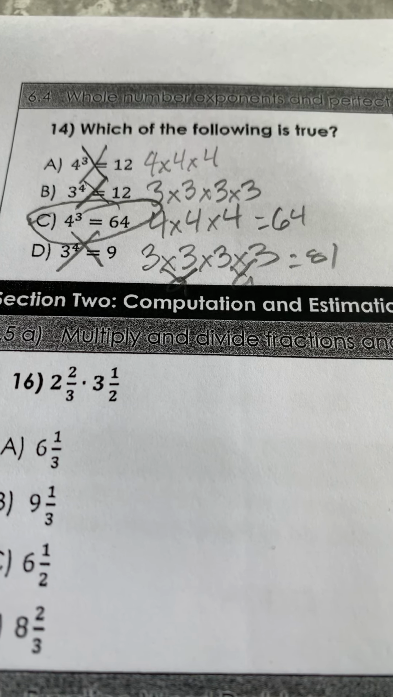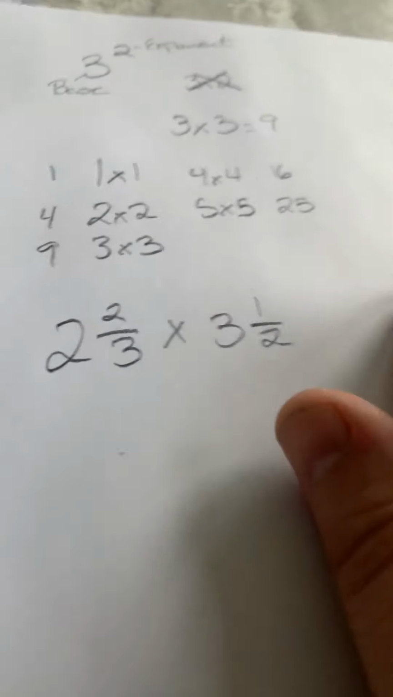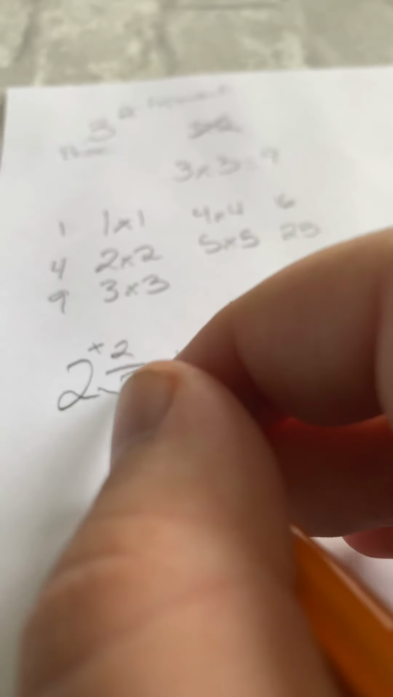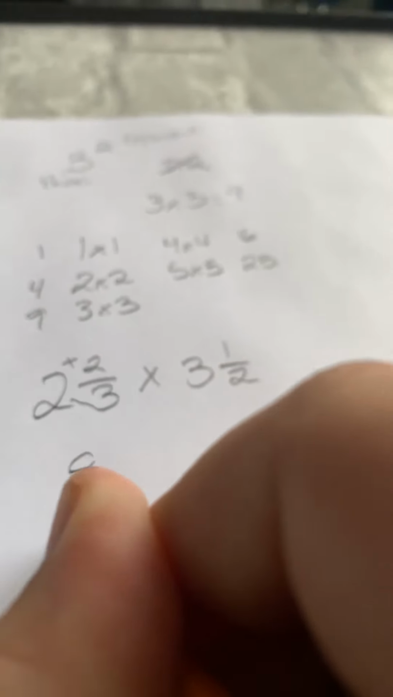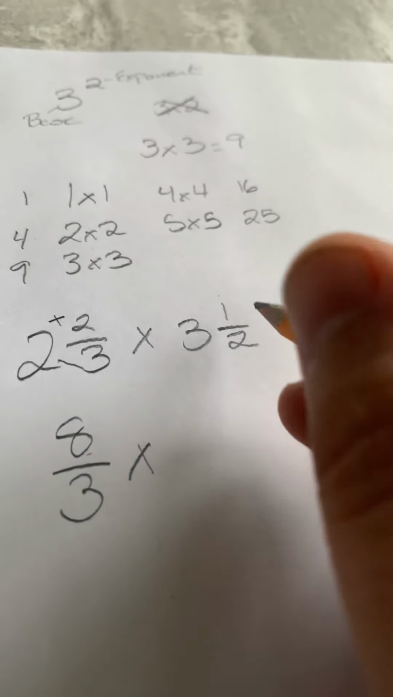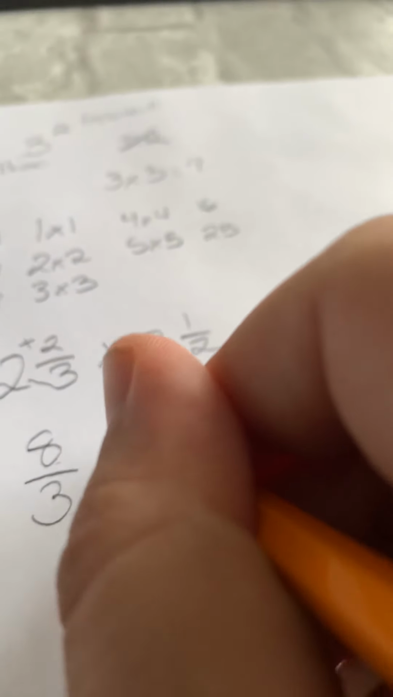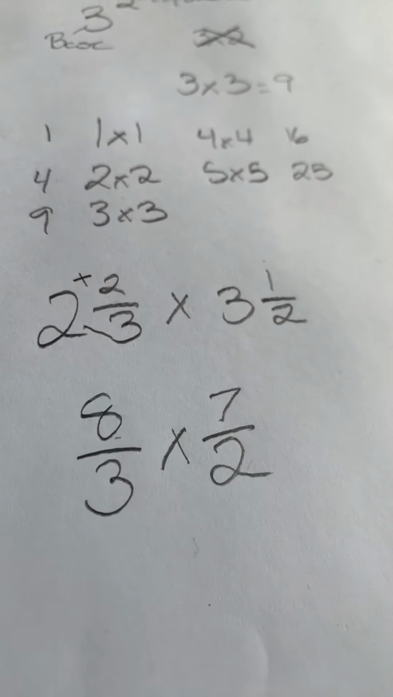times 3 1/2. Now, I can't multiply those until I make both these an improper fraction. So what we need to remember with improper fractions is I'm going to multiply 3 times 2, and then I'm going to add whatever I get plus 2. So 3 times 2 is 6. 6 plus 2 is 8. So 8/3 times, same thing here, 2 times 3 is 6. 6 plus 1 is 7. So 7/2.